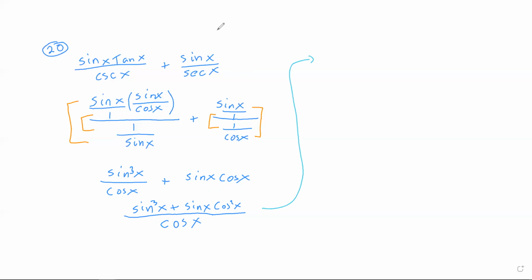Bring it over here. And so I can factor the sine. And if I factor the sine, I'm going to have sine squared of x plus cosine squared of x divided by cosine. The sine squared plus cosine squared of x, this is a 1. And we are left with sine divided by cosine, which is tangent.